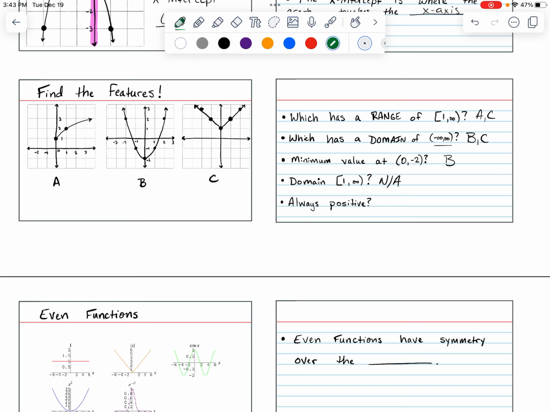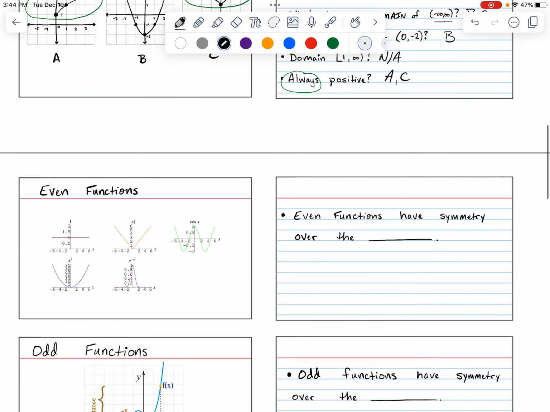And then which graph is always positive? Remember, positive means that we are always above the x-axis. You see B has some areas that go below the x-axis, but A always stays above the x-axis, and C always stays above the x-axis.